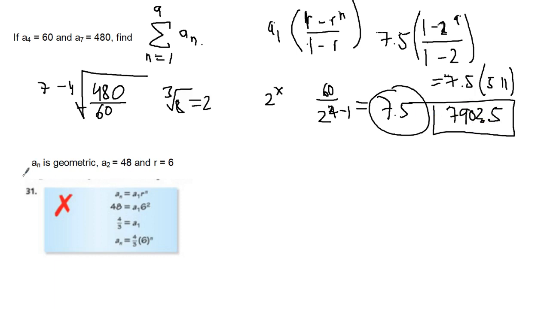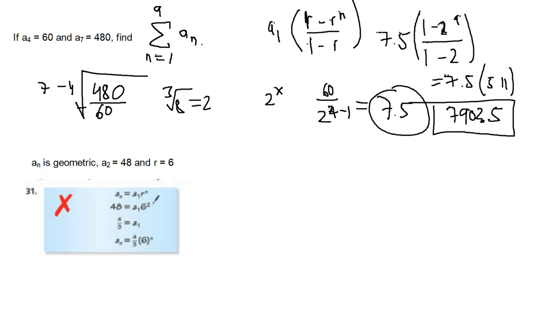So right here, why is this wrong? If a sub n is geometric, a sub 2 is 48, and r is 6. R means multiplier, or k. So we have this formula right here. A sub n is equal to a sub 1 r to the n. They plugged all of this in, right? And then they made a mistake on this part. Actually, no, they didn't make a mistake on this part. What's the mistake?